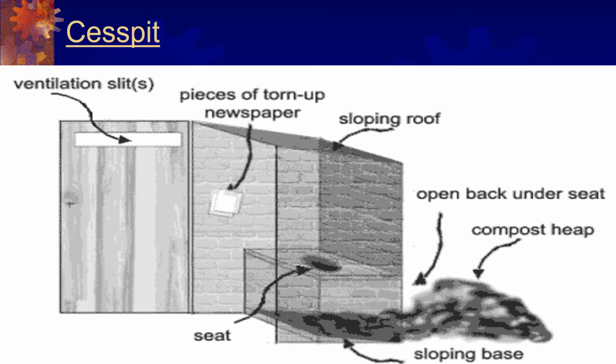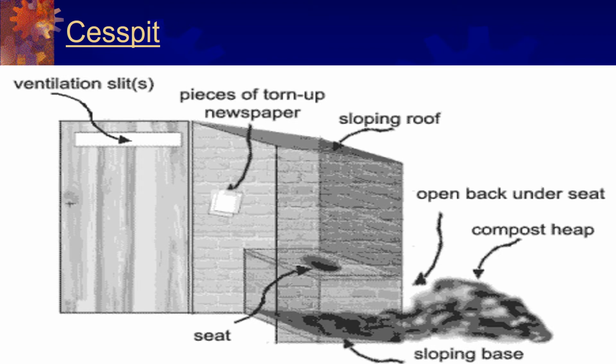Now the toilet that a lot of people would share at this time would be known as a cesspit. Now this is what your typical cesspit would look like. So you would go down, go to your cesspit. So ultimately it's made out of wood. You'll see there's a ventilation slit at the top when you close the door over. You've got pieces of torn up newspaper for toilet. You've not got any nice toilet roll that you can use here. You've got a seat. You've got a sloping roof.